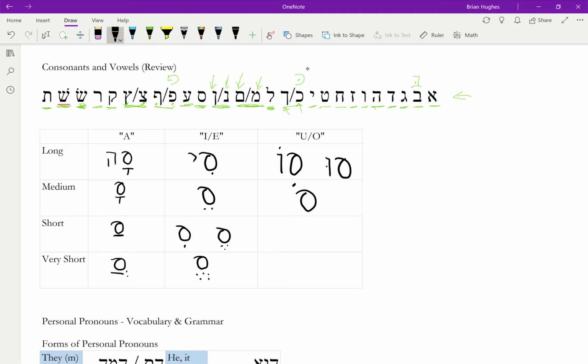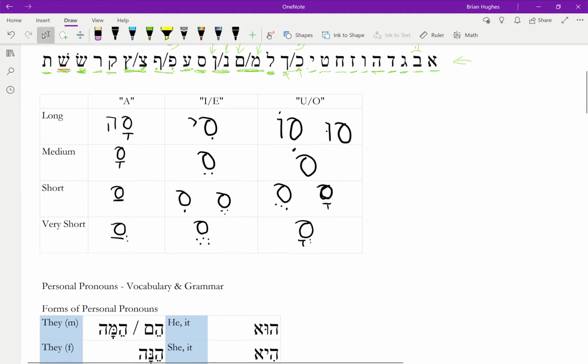Again, we have two short O class vowels. We have a kibbutz, which makes the U sound. And we have the kametz hatuf, makes that ah sound. And then we have a chatef kametz as the very short O class vowel. So those are our vowels, and the further along we go, the better it is that you know these. That's why we're reviewing them so much.